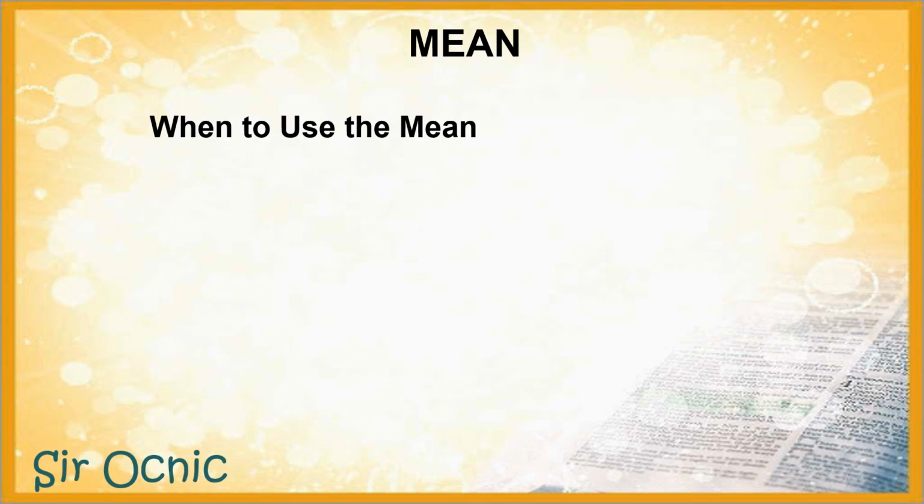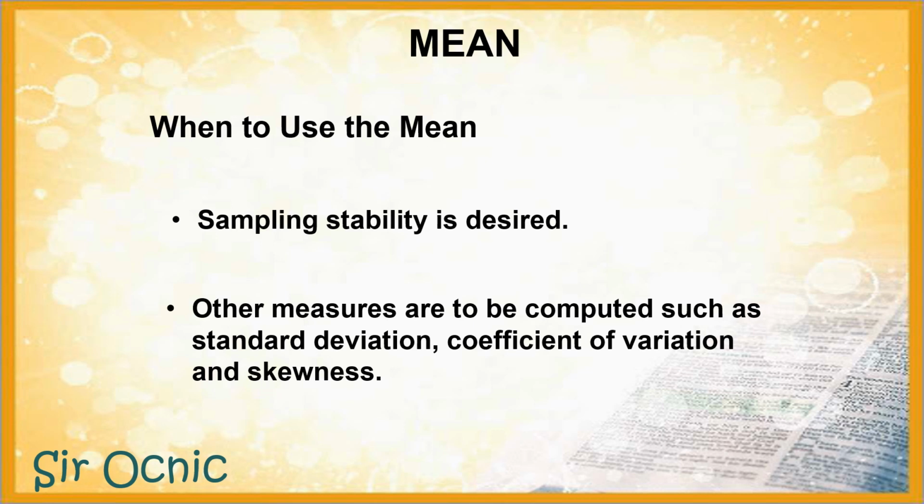When are we going to use the mean? If sampling stability is desired, and other measures are to be computed such as standard deviation, coefficient of variation, and skewness.